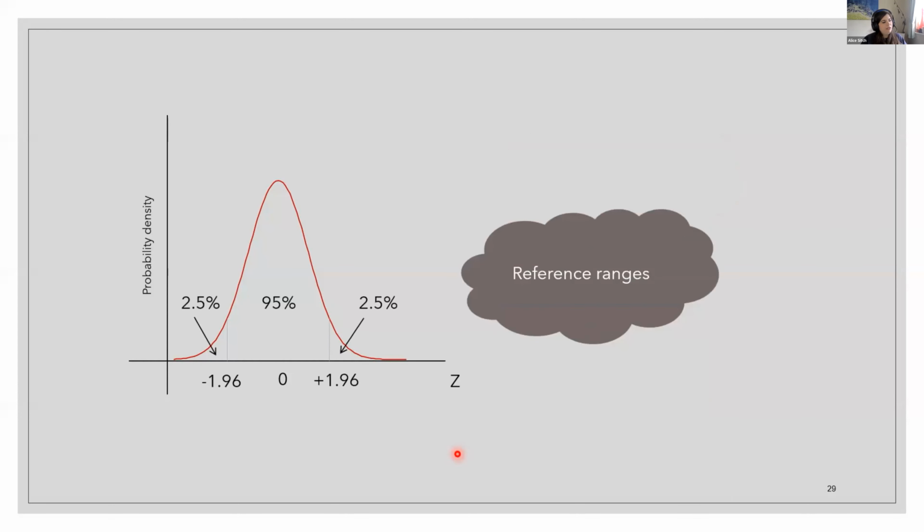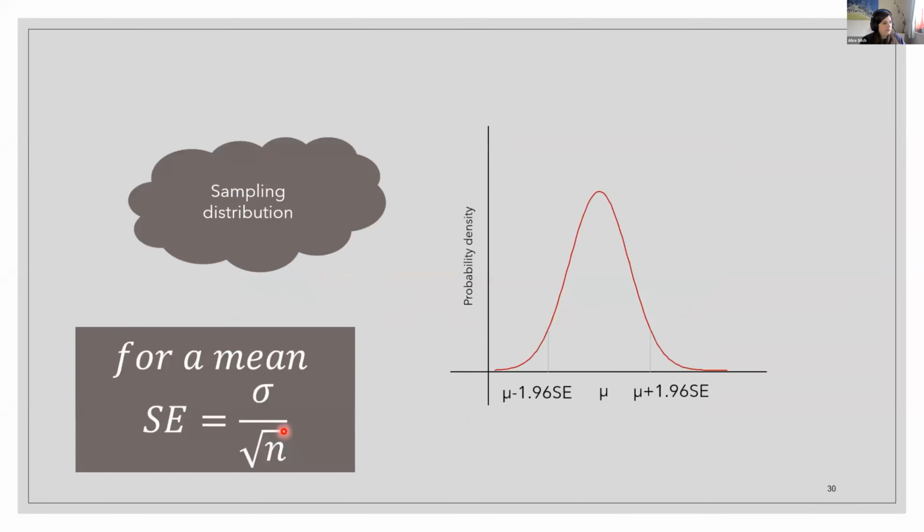So you may well have used these to come up with reference ranges. You're thinking about being 1.96 standard deviations away from the mean value, and that will give you 2.5% in each tail. And you may well have thought about these to give you a reference range. So you've got 95% of your measurements in the middle and 2.5% in each of those tails.